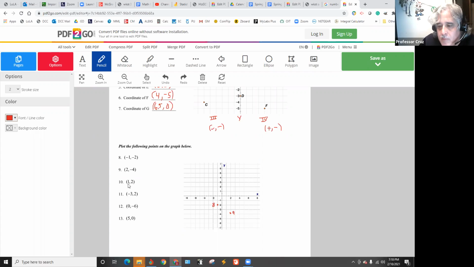Ten is positive, positive. So it's going to be up here, 1 up 2. This is going to be -3 on the x. So 1, 2, 3, and then up 2. And you'll notice, see, this one was up 2, and so on the vertical, they're right on the same spot for the y.